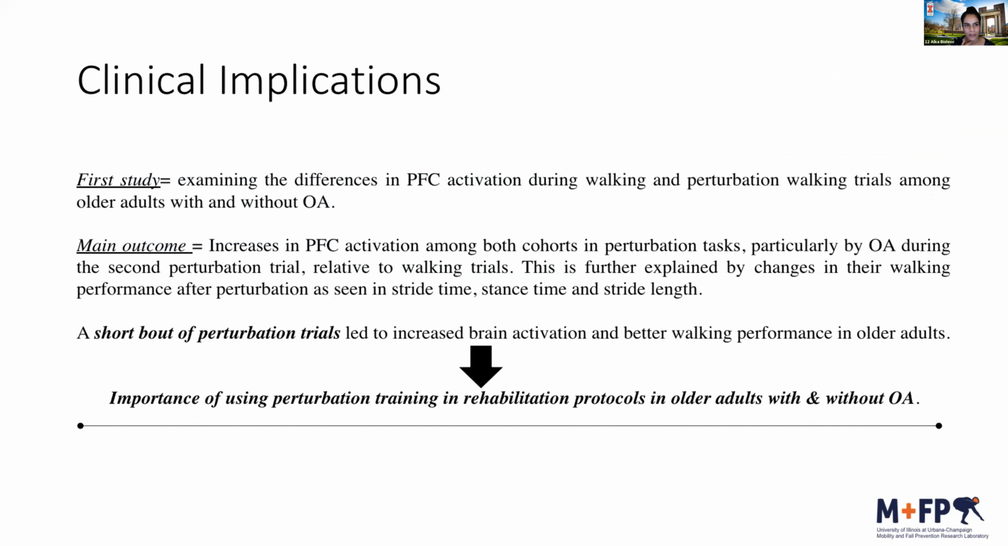So what's the point of all this? What are we saying? First of all, these 2 perturbation trials can lead to an increase in PFC activation. So a short bout of perturbation training can lead to increased brain activation and walking performance in older adults. And this can be further explained by the changes in walking performance after perturbation. So there is importance in using perturbation training in rehabilitation protocols in older adults with and without osteoarthritis. So this is the final message. And thank you, everyone. I will take the questions now.